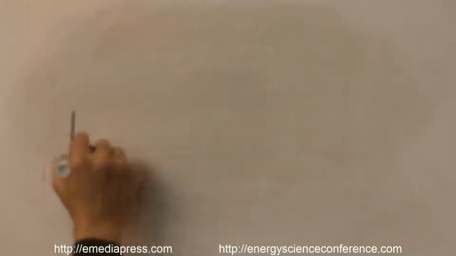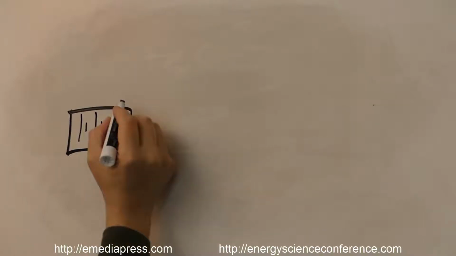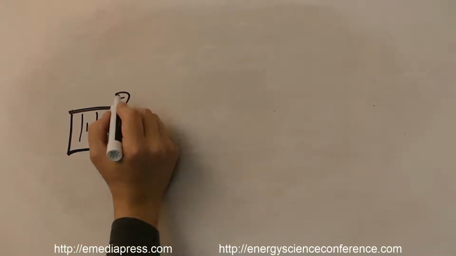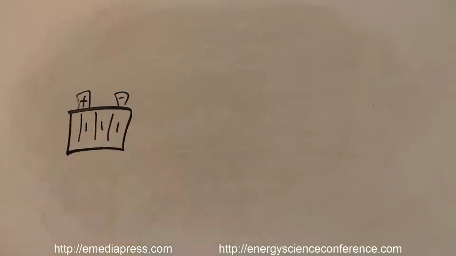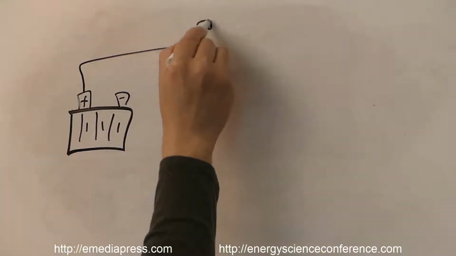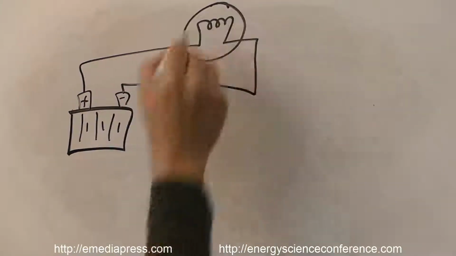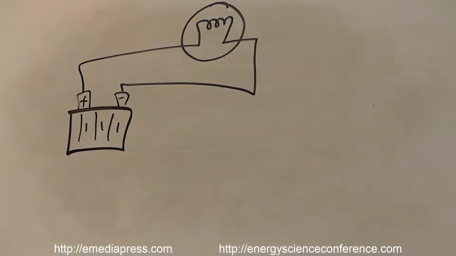So how does a battery work? Let's say you've got a battery right here, and you've got plates in here, and let's say you've got a negative pole here and a positive pole here. And let's say you've got a light bulb in the circuit. Well, pretty much everybody is going to say if this battery is charged up, it's going to light the bulb and it's going to run out of charge.